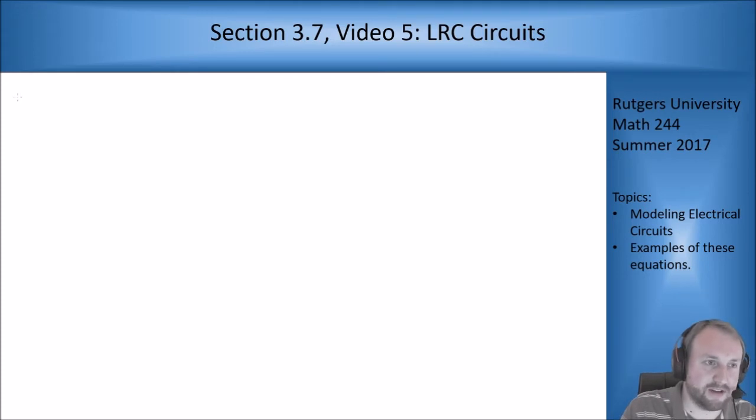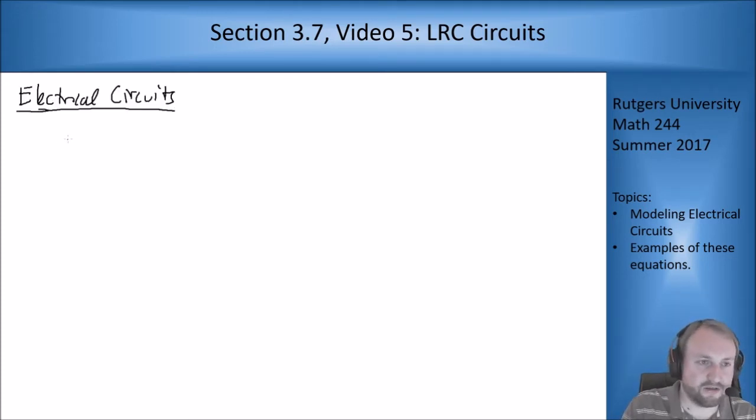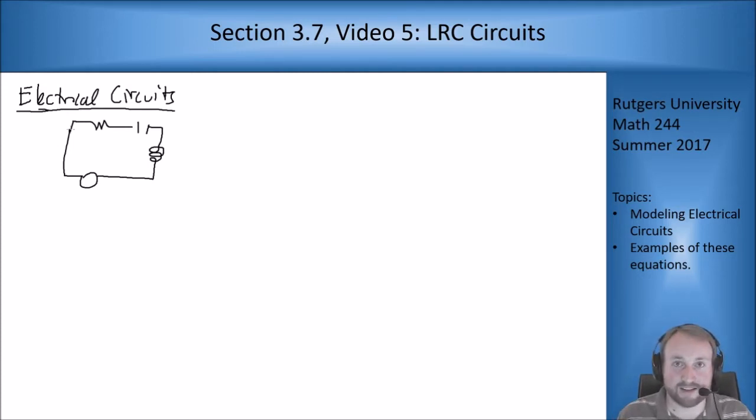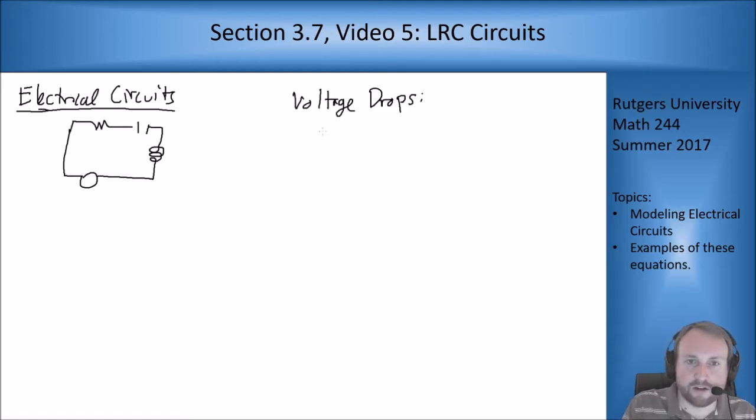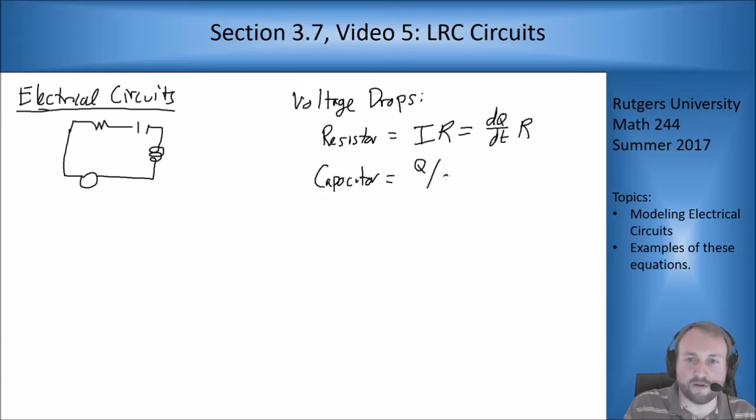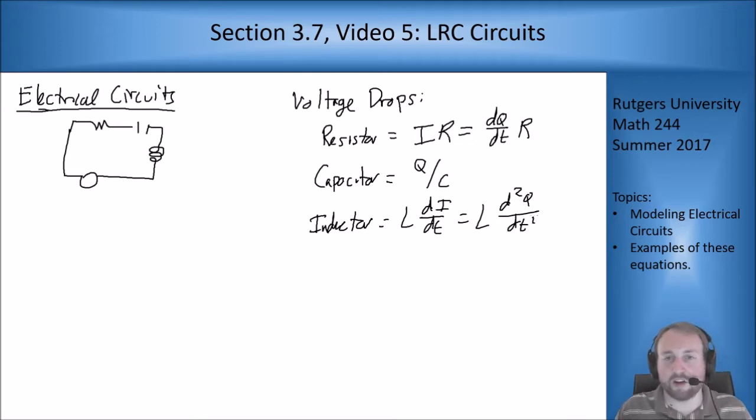The first thing we want to look at is electrical circuits. Let me draw a little circuit picture, which I'm sure all of you are familiar with, especially those of you who are taking the electronics class right now. Let's look at voltage drops around the circuit. The voltage drop across the resistor is I times R, or in terms of charge, dq/dt times R, where R is the resistance. Across the capacitor, the voltage drop is Q over C. And across the inductor, the voltage drop is L times di/dt, which is L times the second derivative of Q, because current is the derivative of charge.